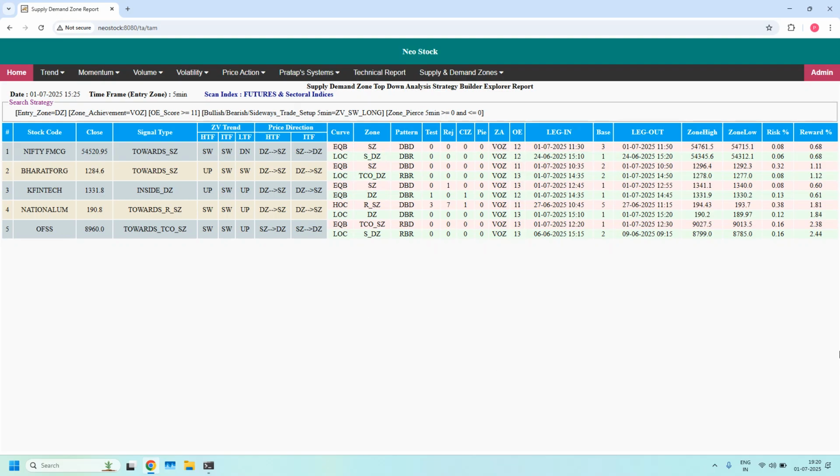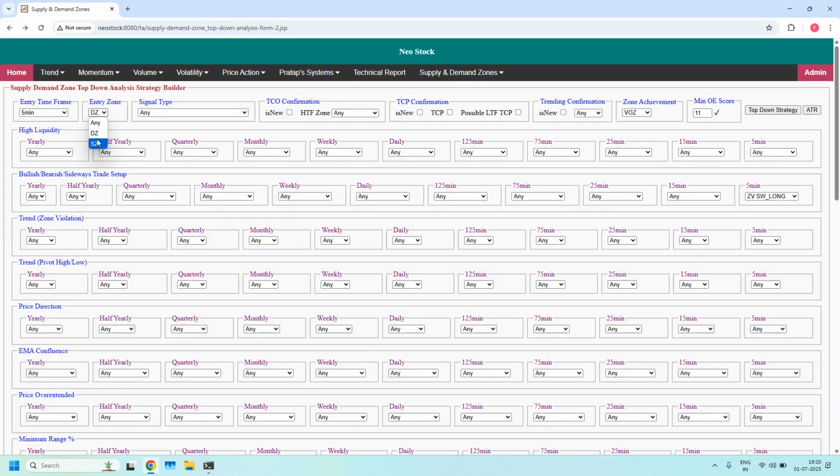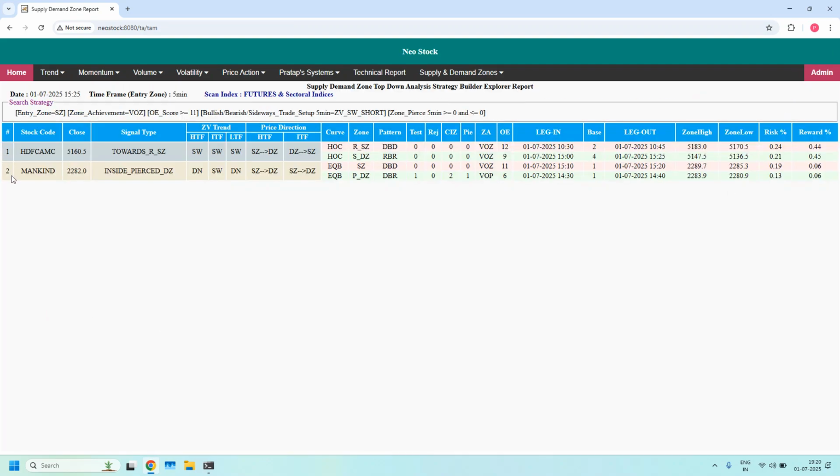Next, sideways short trade setup for hourly income trade. The entry zones are 5 minutes supply zones and here sideways short. Let's filter. We got 2 stocks and entry time frame zones are 5 minutes supply zones.